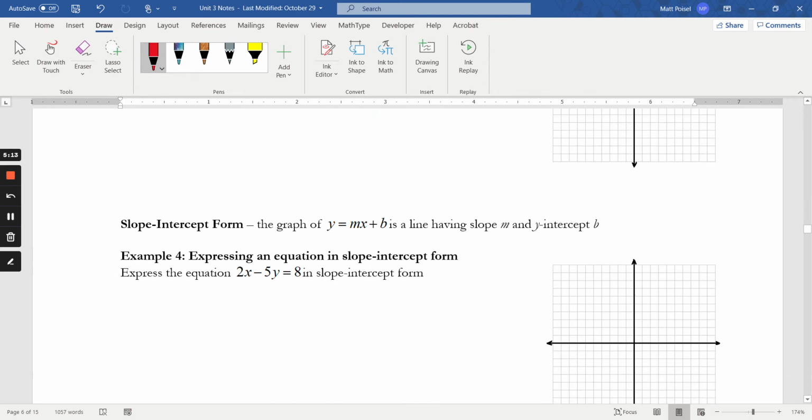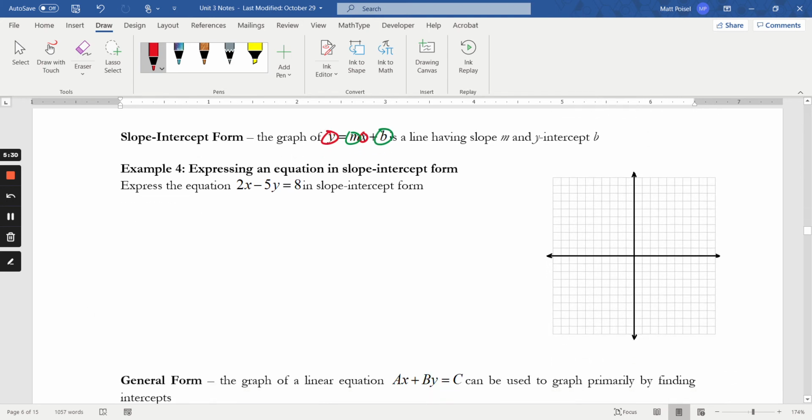So slope intercept is just y equals mx plus b. Again, you've looked at that a ton before. Same thing. The y and the x are going to stay in the equation, and we're going to find numbers to put in for our m and our b. All right, so this one's actually in general form or standard form, and we want to get it into slope intercept.